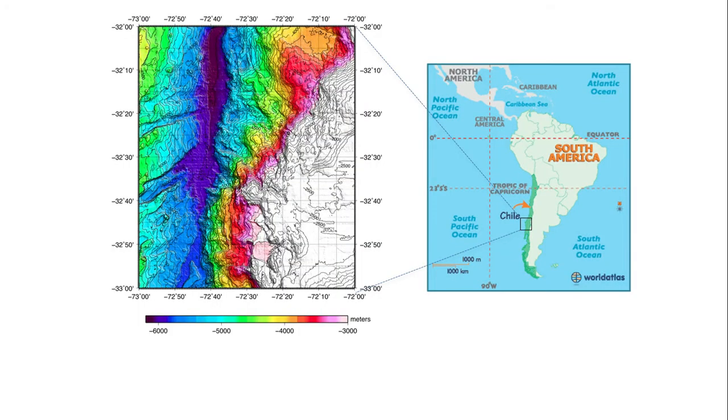The figure on the left is a detailed map of the Peru-Chile Trench made with sonar. The figure on the right is just a map of the Chilean coast.